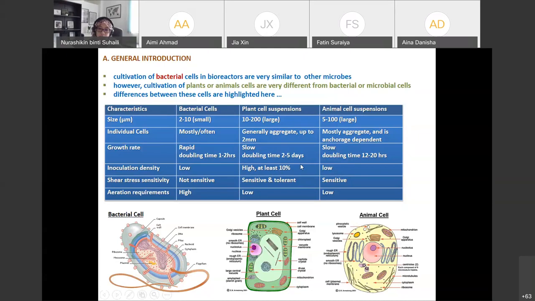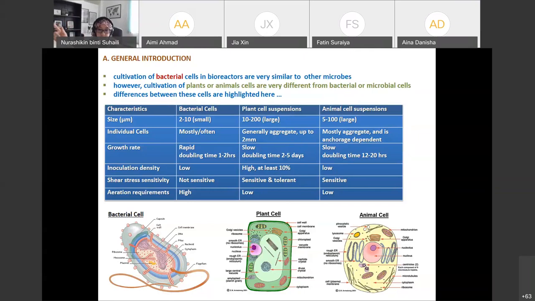If, let's say, the working volume for the plant cell is 1 liter, you know what working volume is? It's the volume of the culture that you are working with. It must be less than the total volume of the platform. For example, if the shake flask's total volume is 500 milliliters, your working volume must be less than that, maybe 250, about half, so that you have enough space inside to mix your culture. For plant cell suspension it is high, at least 10%. So if the working volume is 1 liter, 10% means 100 milliliters, right?